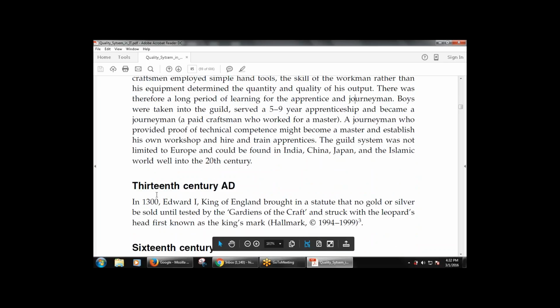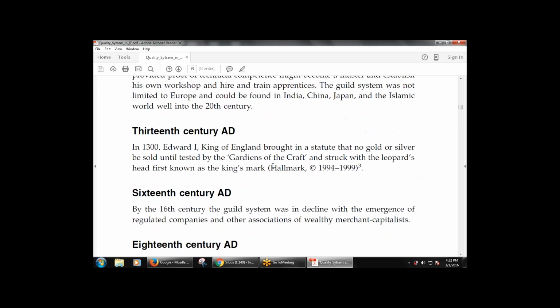Then the 13th century AD, in the 1300s, Edward I, the king of England, voted in a statute that no gold or silver be sold until tested by the guardians of the craft. That is marked with the leopard head, first known as the king's mark. So there is a hallmark that is available in the 13th century.